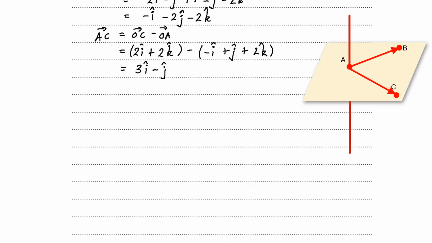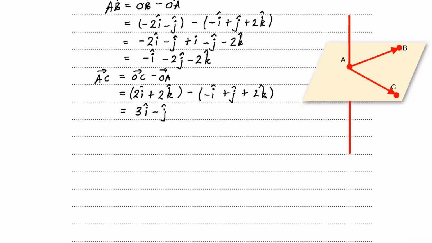So from here, we are going to use the vectors AB and AC to find the normal to the plane. We'll do that by using the vector product. So we say the normal to the plane should be, and we have this, i, j, and k. For vector AB, we have minus 1, minus 2, minus 2. Then for AC, we have 3, minus 1 and 0.